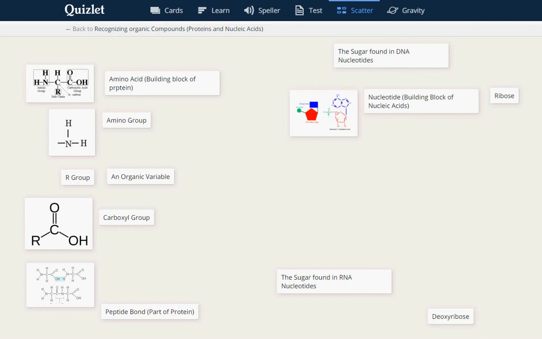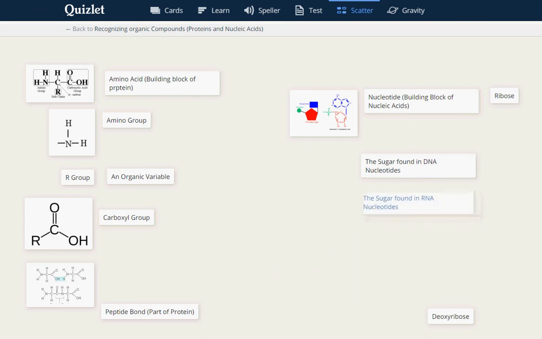The only thing I really want you to know is that there are two kinds of sugars found in nucleotides, and that's what makes the different nucleic acids. If the sugar is ribose, well, then the nucleic acid is called ribose nucleic acid. If the sugar that's found in the nucleotide is deoxyribose, well, then it's DNA or deoxyribose nucleic acid. So those are the different terms that you just need to understand, is that the sugar found in DNA is deoxyribose, sugar found in RNA is ribose.